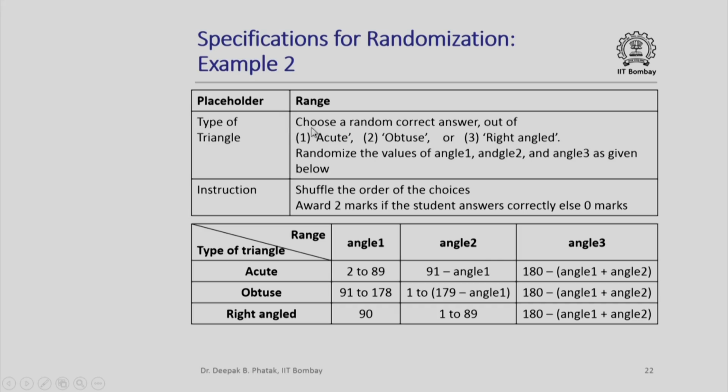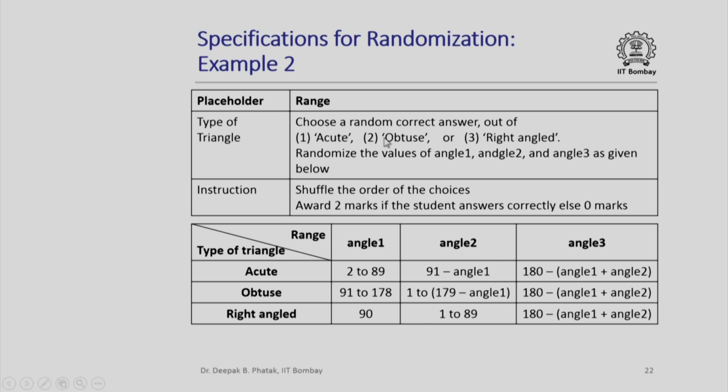See what we prescribe? Type of triangle. So choose a random correct answer out of acute, obtuse and right angle. So we are saying you randomly decide what triangle you want to display to a student. But once you do that, randomize the values of angle 1, angle 2, angle 3 as per the specifications given below, which will match any one of these. Now shuffle the order of the choices, and if the final answer is correct, award 2 marks, otherwise award 0 marks. This is my specification written in plain English.